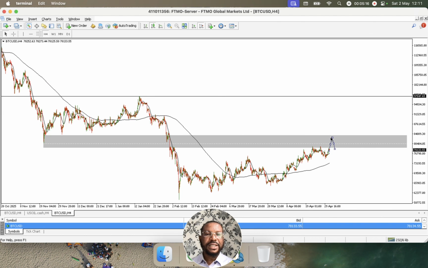I will not be buying the BTC USD until I see a clear break above this level. Until I see a clear break above this level, then I'll wait for the buyers to come in. Then I'll join them from here to take the BTC USD up. So I won't be selling the BTC USD until I see a clear break above this resistance area.